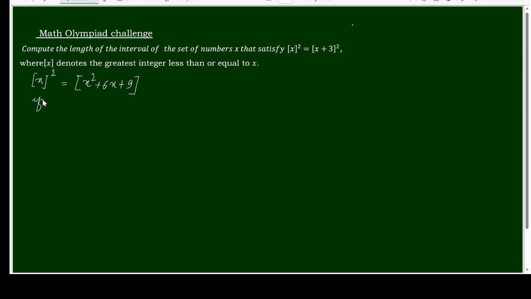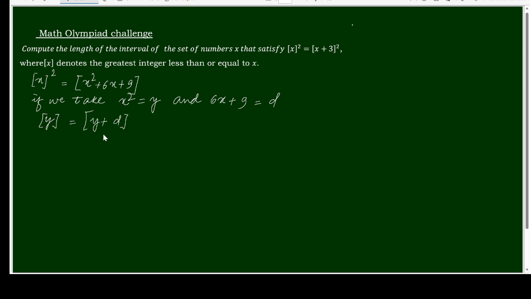If we take x² as y and 6x + 9 as d, then this is floor(y) = floor(y + d).